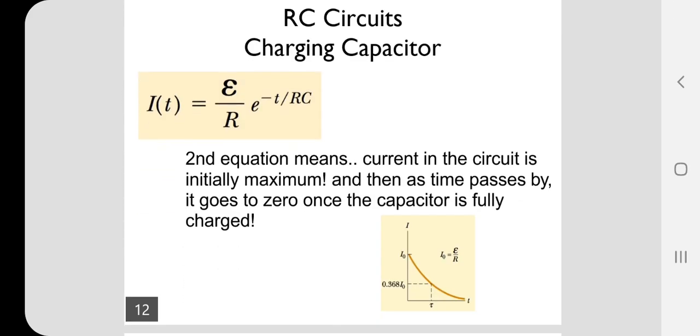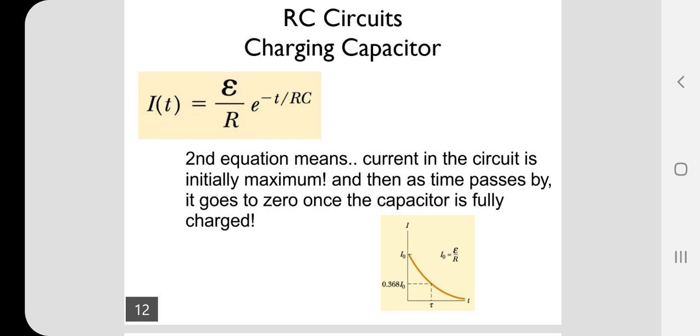Now for the charging capacitor, consider the variation of the current with respect to t. The current is the rate of change of charge. The current equation we already found using the previous equations: E by R or V by R into e power minus t by RC. The second equation means the current in the circuit is initially maximum, and then as time passes it goes to 0 once the capacitor is fully charged.